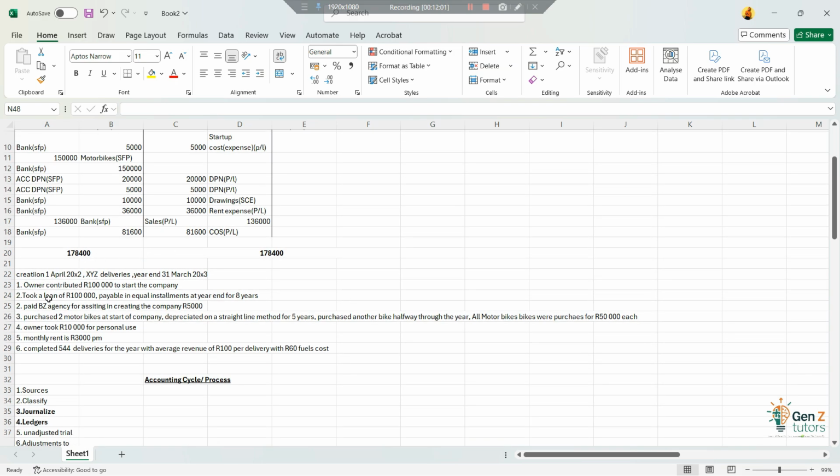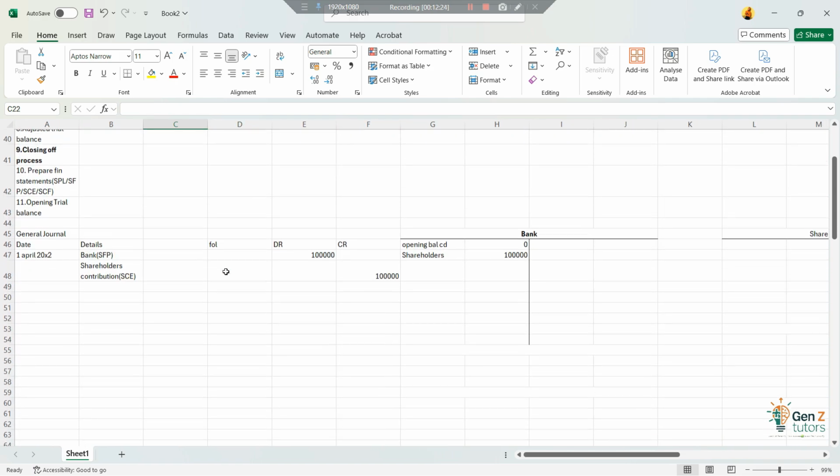We took a loan of 100,000, which is payable in equal installments at year end for 8 years. Now take into account that we are currently at the end of the year, and we took the loan at the beginning of the year. That's fine, and the loan is going to be paid in yearly installments, which are going to be equal for 8 years, right? So now I want you guys to take note.